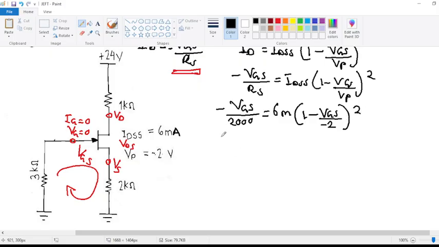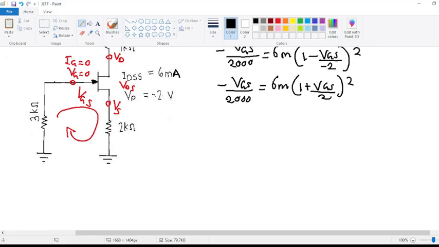From there, we'll continue. So to be negative VGS over 2000, which is 2k, equals to 6m, open bracket, negative and negative becomes a positive, so we're going to have 1 plus VGS over 2. Then you square it. Okay, so now from here, how can we expand this? Because we have a square. Let's try to expand this and see what we are going to get.